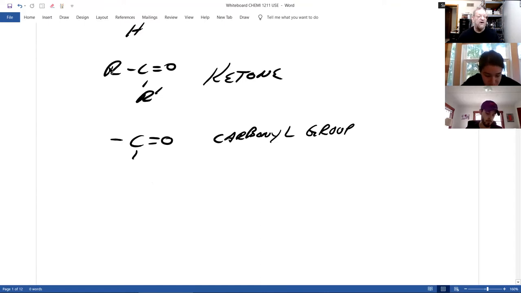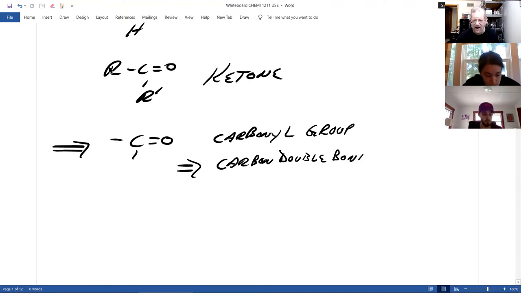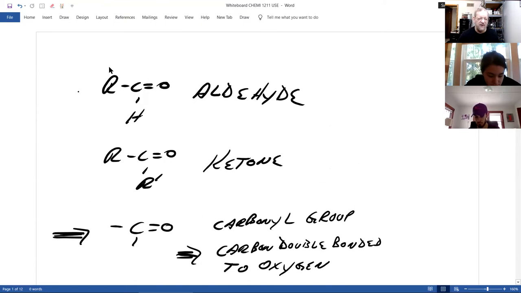As I mentioned before, you should know how to describe a carbonyl group by drawing it and in words, which is carbon or carbon atom, double bonded to oxygen or oxygen atom. So you should know how to draw it and how to describe it with words. And notice both a ketone and an aldehyde have a carbonyl group in it.